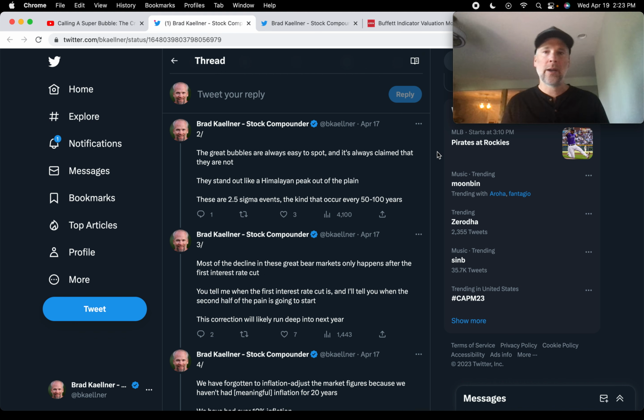Grantham starts talking about bubbles in the stock market. He says, great bubbles are always easy to spot, and it's always claimed that they are not, right? Like there's some mystery. It couldn't have been foreseen what was about to happen. He says they stand out like a Himalayan peak out of the plain. These are 2.5 sigma to 3 sigma events, the kind that occur every 50 to 100 years.